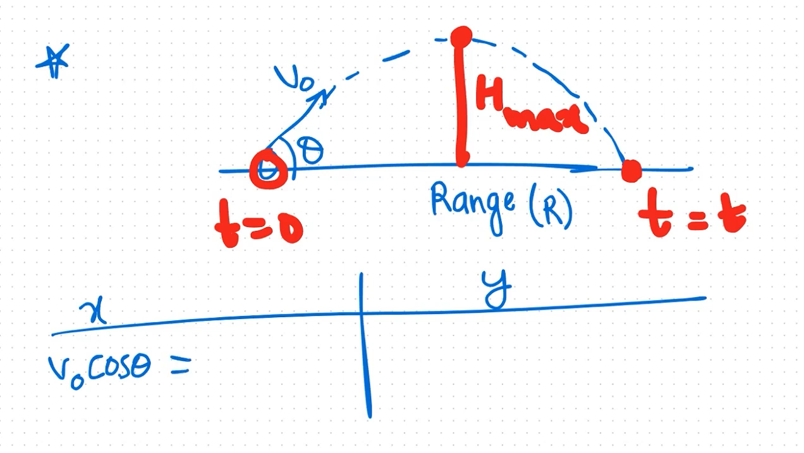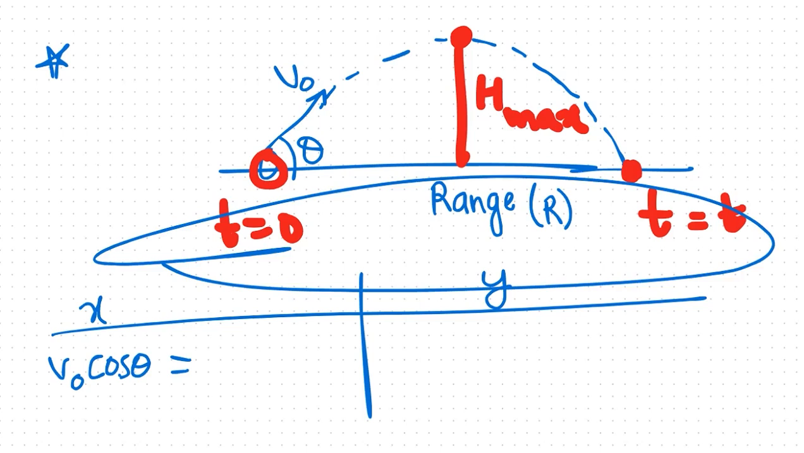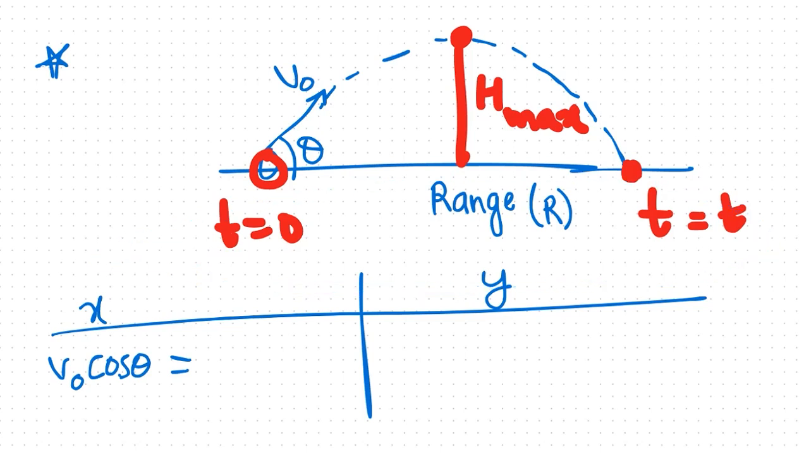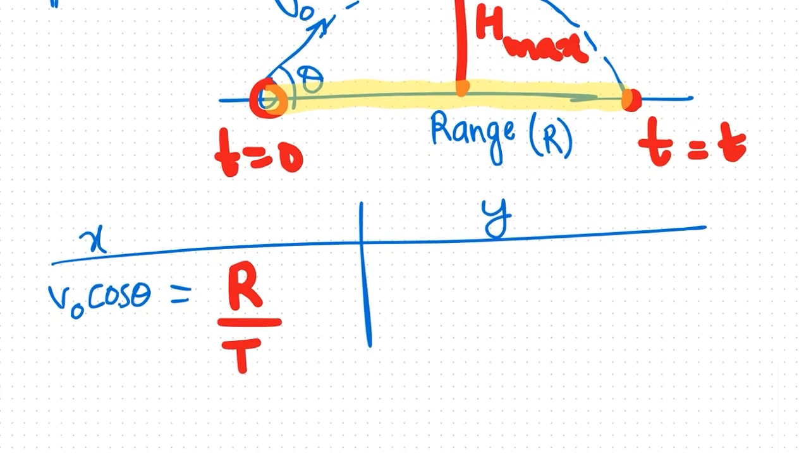Speed in x is equal to, what formula can be used? Speed is equal to distance over time. So for time t, how much is the distance covered? Here to here, right? That is what we call range. So range over time. Time, capital T, is time of flight.